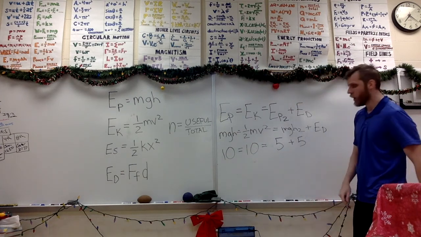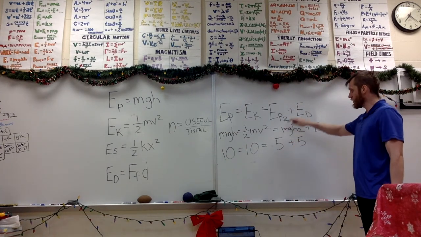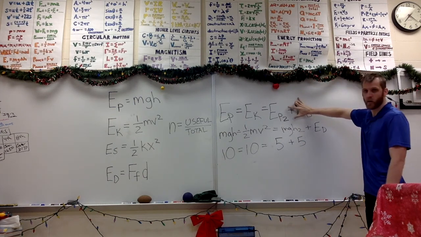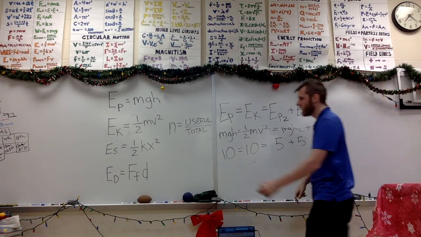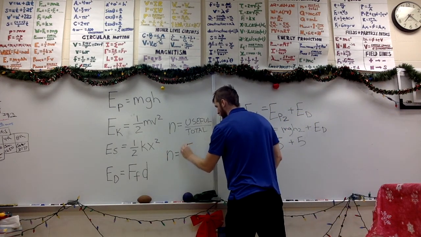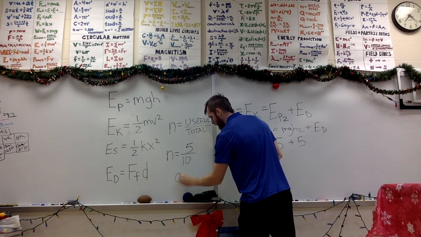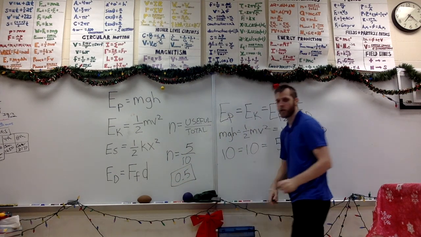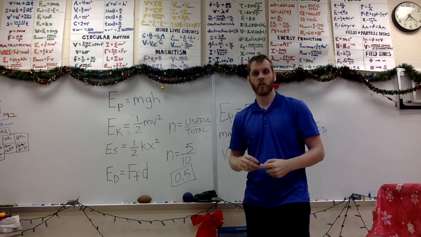But now if I want to find the efficiency of this ball, what I would do is I'd take my useful energy, which is everything that's not dissipated, so ignore the 5 joules of dissipated energy. The stuff that's not dissipated is 5, so my efficiency would be 5 divided by my total energy of 10, so that is 0.5, or 50% efficient. 50% of this ball's energy was useful, the other 50% was dissipated.